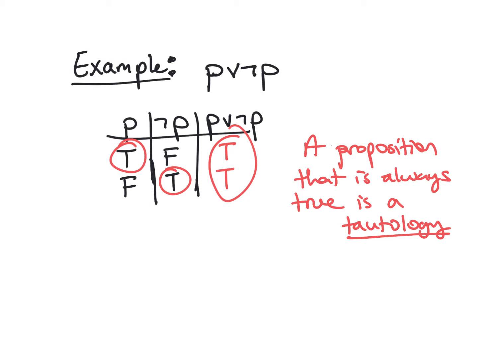And so a proposition that is always true is what we call a tautology. And in this case, it's one that should make sense, right? If a proposition is something that can either be true or false, and there's no ambiguity, well, this is saying at least one of those is true. It's either true or it's false. It's exactly the same statement. And so this is a tautology.